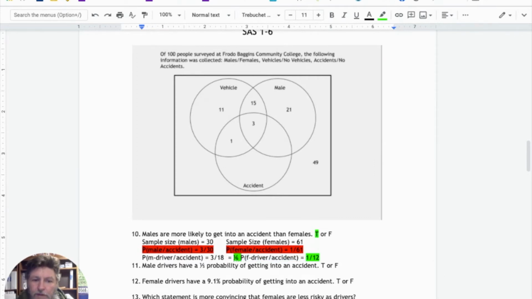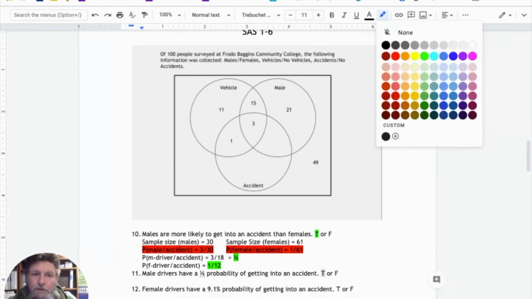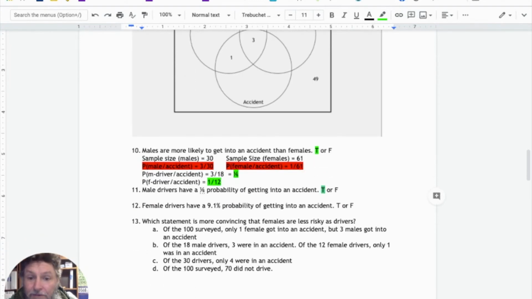Okay, and I'll even do it so you can see that. Male drivers have a 1/5 probability of getting into an accident. No, that's not true. Just look up above. Actually, you know what? I think this was written incorrectly. This should be 1/6. I don't know why it's written as 1/6 or 1/5. This is actually true. Okay, so let's highlight that as the correct answer. I need to go back and fix that too.